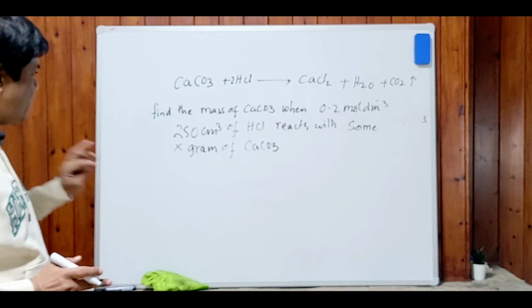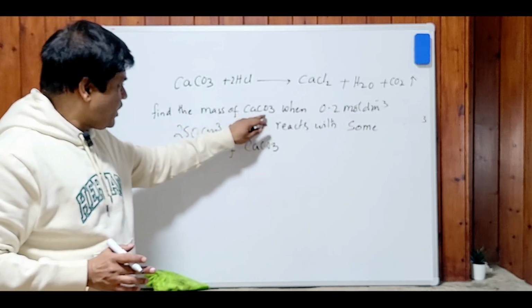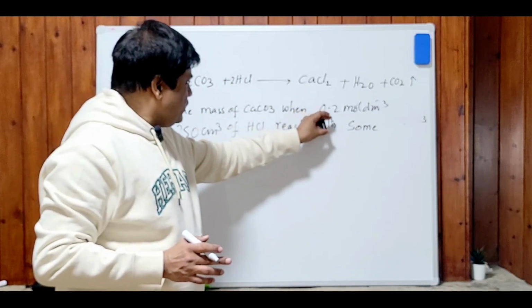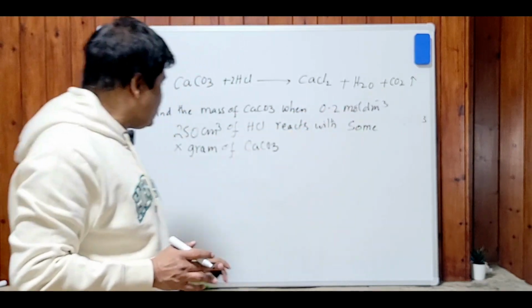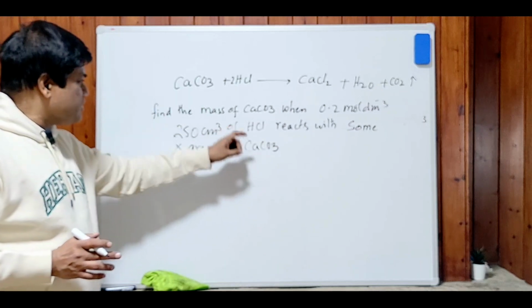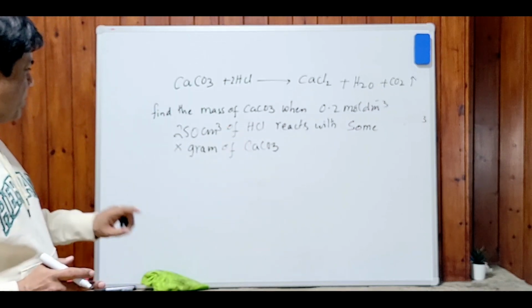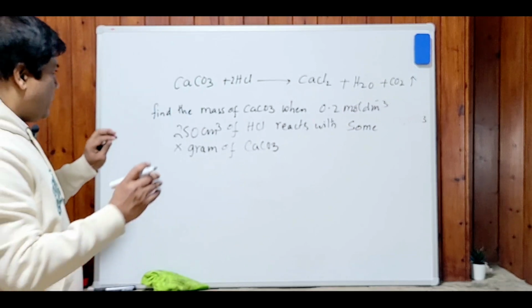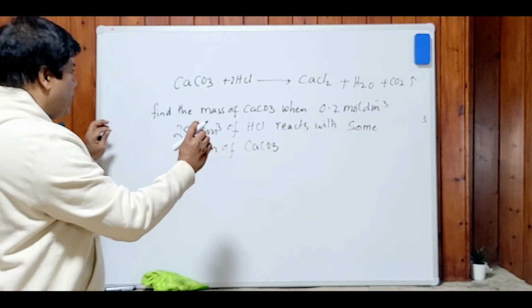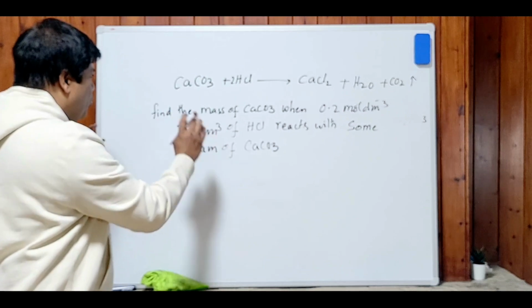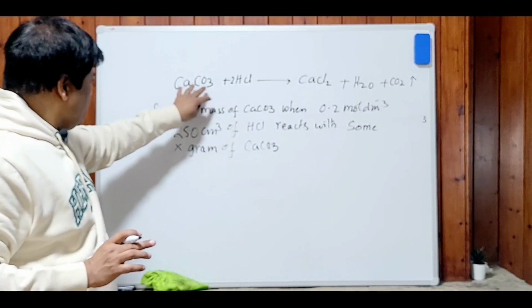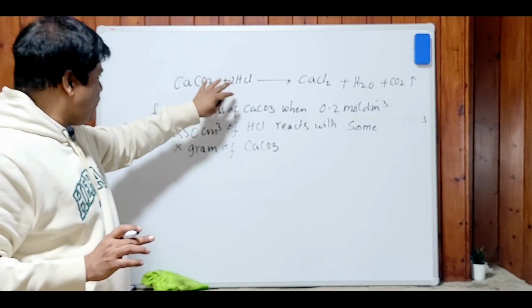Okay, one more time. Read the question. Find the mass of calcium carbonate, X gram of calcium carbonate, when 250 cm3 of 0.2 mol dm-3 HCl reacts with it. Directly, mass or mole is not given for calcium carbonate. But with the help of the stoichiometric ratio, we can work out the mole.